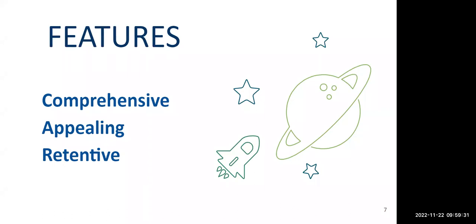And it should be appealing. If you talk about appealing, it's colors. The color combinations you are using, the font size you are using, the relevant images you are using, if you are using any video URLs, any extra links of websites, overall the look of the infographic should be appealing to your audience.